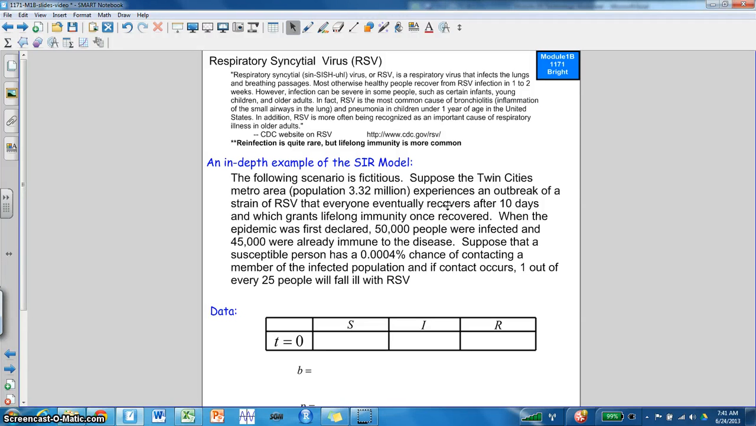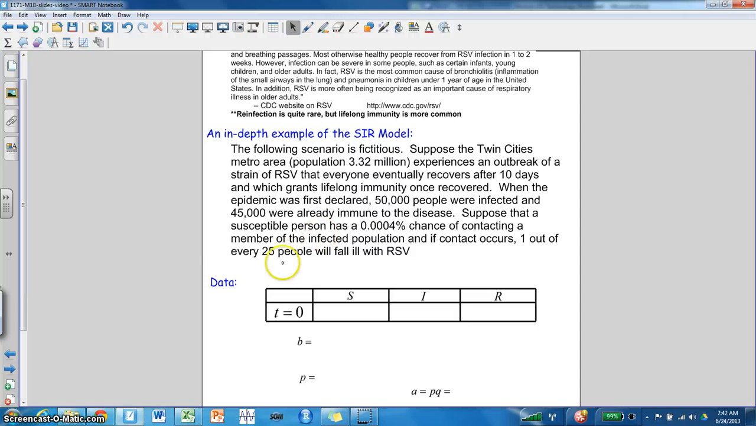Alright, so we've been studying the SIR model, and now we're going to walk through an example in depth with many different parts to it that uses the SIR model. So we're going to talk about the disease called respiratory syncytial virus, and the description's there from the CDC website, and then please feel free to pause the video and read the setup of the problem, but due to time I'm going to just go ahead and go forward.